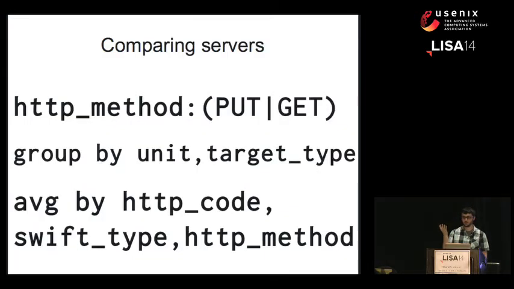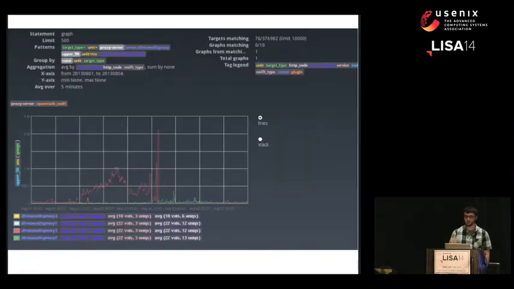Another way to visualize the same information, we still say only puts and gets, but now we're going to group by unit and target type, not by server anymore. So different values of server go on the same graph. And we say average by all those other dimensions that we don't care about anymore. So now we get a graph that lists the 4 servers, but across those different values of those other tags that we don't care about anymore, just average over those. And now this visualization tells us one of our servers is actually slower than the other ones.